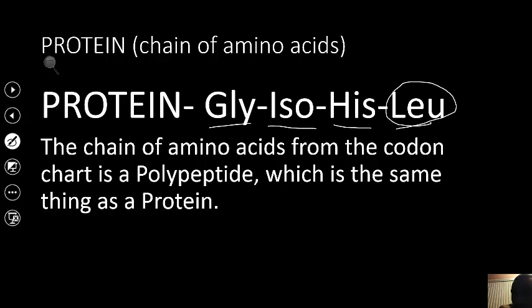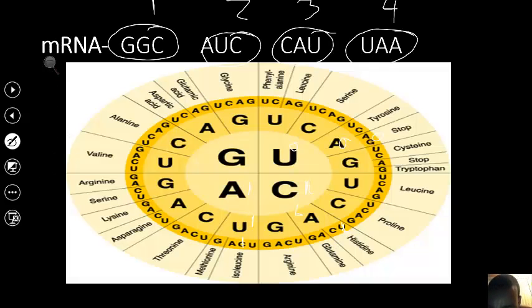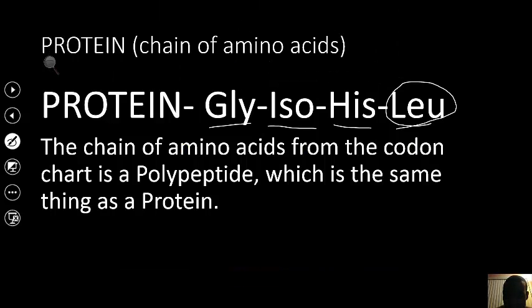This may not be correct. Let me go back and check. Is it UAA? UAA. Yes, that's not correct. It should be a stop codon. Let's back that up. All right, glad we caught that. So that is not correct. It should be a stop codon. Good. I'm glad we caught that.